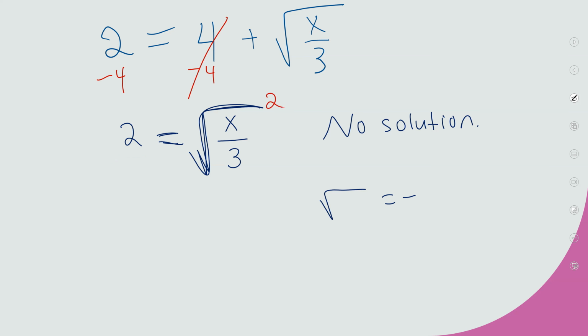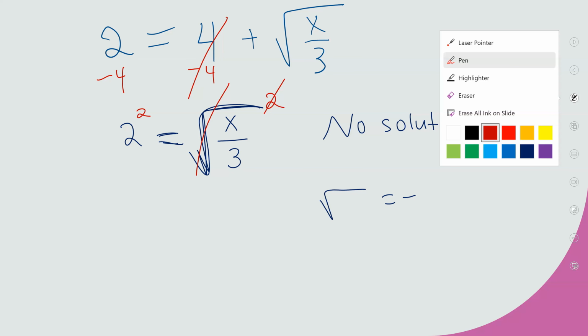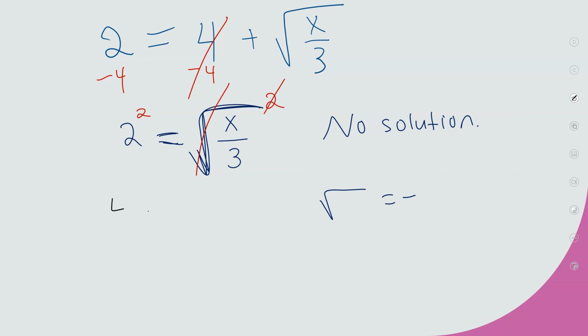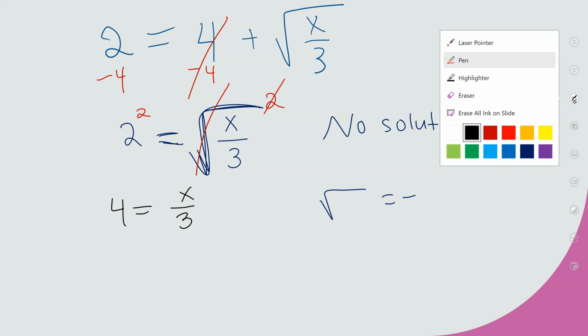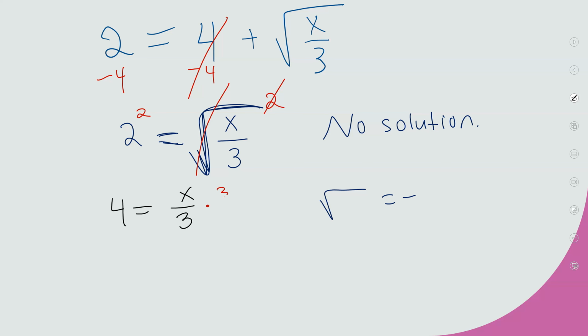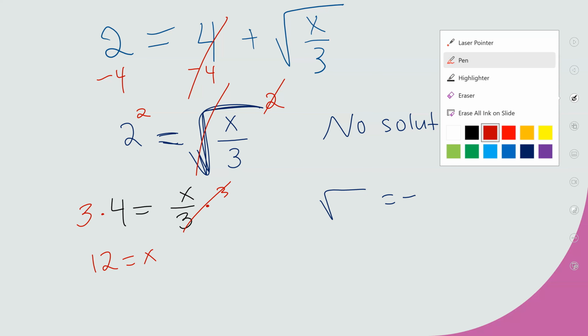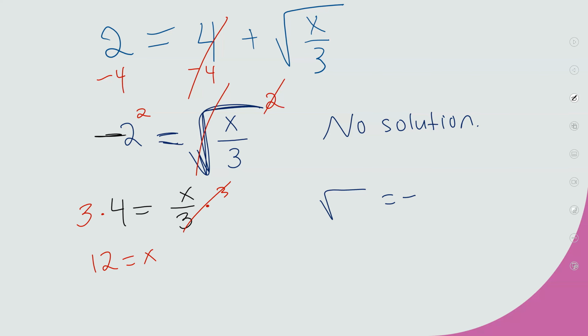Yep, you would square both sides. So the square root cancels out with the squared. We're going to be left with 2 squared is 4, and you have x divided by 3. What's the opposite of dividing by 3? Multiplying by 3. So you just multiply both sides by 3, and that's your answer, 12. Okay? So if you kept going, that's how you would solve it. However, because we had a negative over here, just stop right there and put no solution. Okay? Let's move on to a different example.